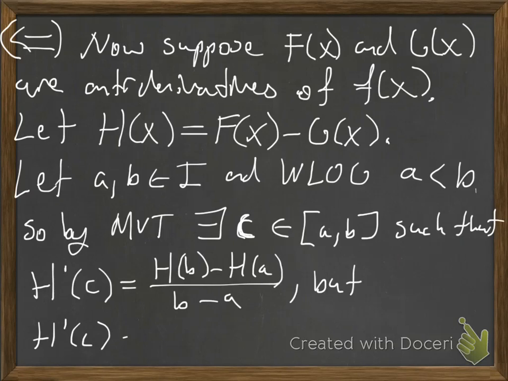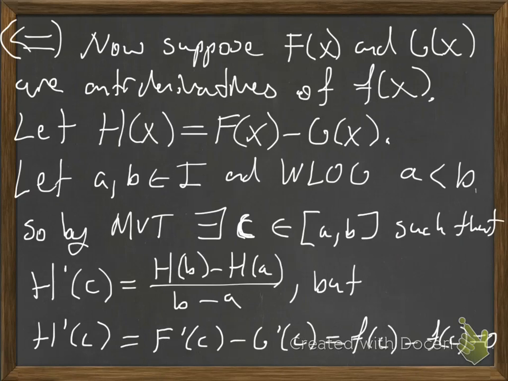Okay, but we know that h prime of c is going to just be equal to the derivative of F at c minus the derivative of G at c. So it's going to be equal to f of c minus f of c, which is going to be equal to 0. Well, the derivative of big F is little f. The derivative of big G is little f because we supposed that they were both antiderivatives at the beginning. Okay, so this says that the slope of the tangent line at c is equal to 0, which also says the slope of the secant line is equal to 0.